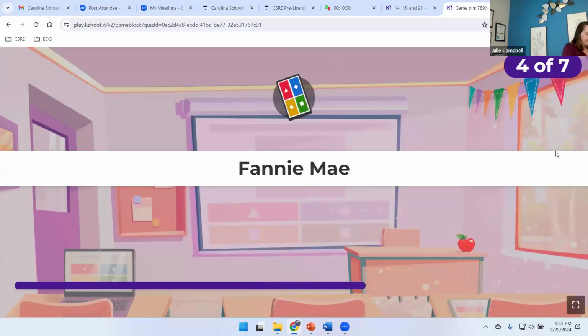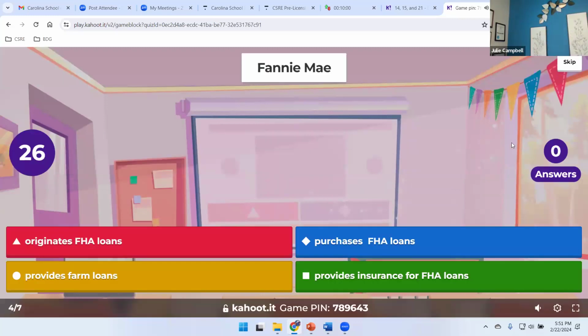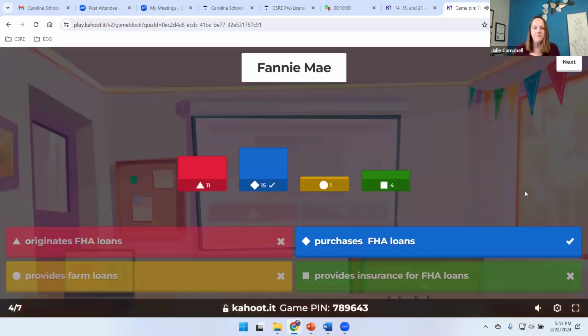Question number 4. Fannie Mae. Fannie Mae purchases loans. Fannie Mae is a player on the secondary mortgage market, and Fannie purchases loans from the primary. The primary is who originates the loan. Fannie is who purchases it. Who are the other players on the secondary mortgage market? We talked about Ginnie Mac, Freddie Mac. Those are those secondary players that purchase from the primary. The primary is who originates. Questions on this one?